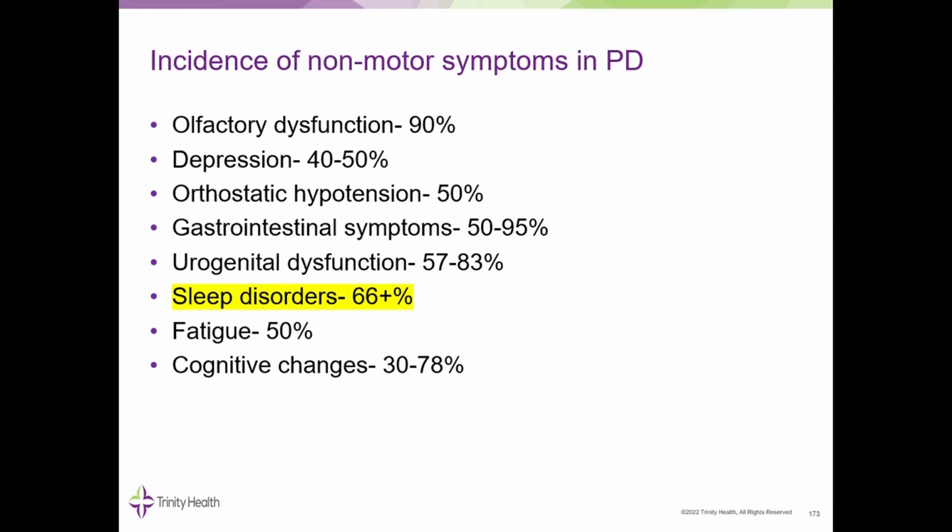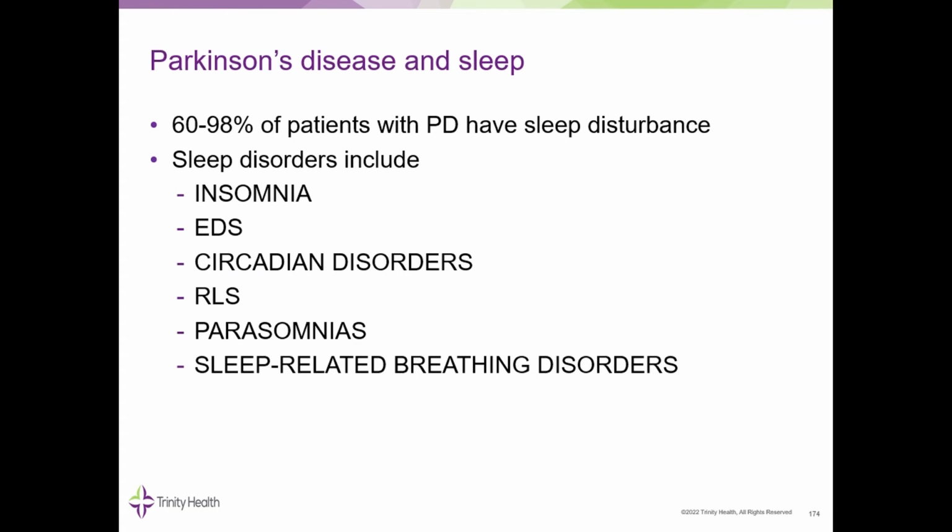The incidence of these non-motor symptoms ranges from 30% for memory problems up to more than 90% of people who have changes in their sense of smell. And in the middle of that is issues with sleep. Now, this slide suggests it's maybe about 2/3. In actuality, it's probably more than 95% of people with Parkinson's disease have some kind of a sleep issue.